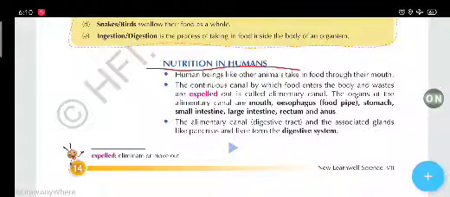Now, nutrition in human beings, the most important topic of this chapter. We will discuss now, students, how nutrition takes place in human beings. So ultimately we can say we are going to discuss our body, our digestive system.